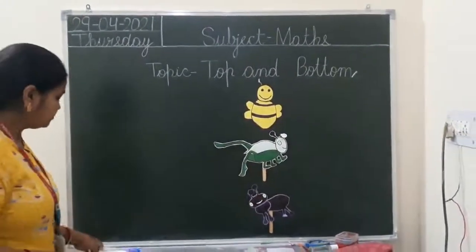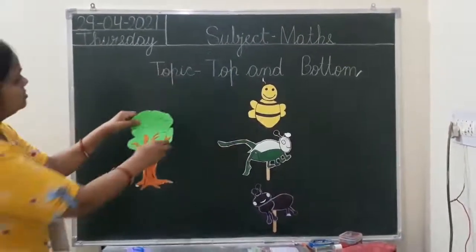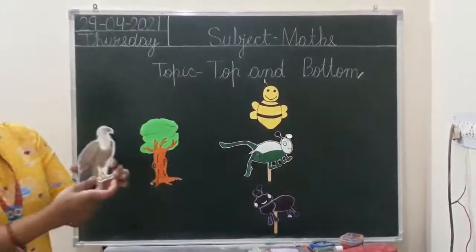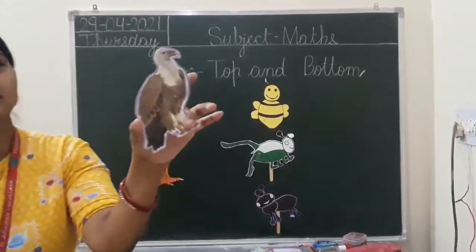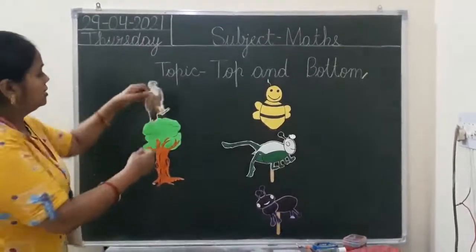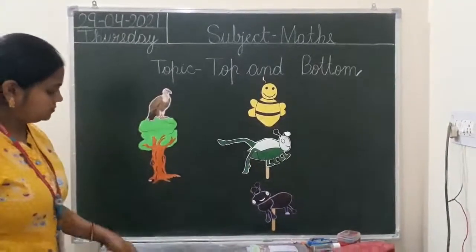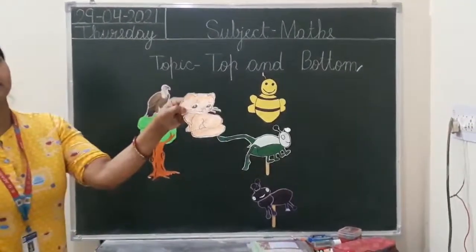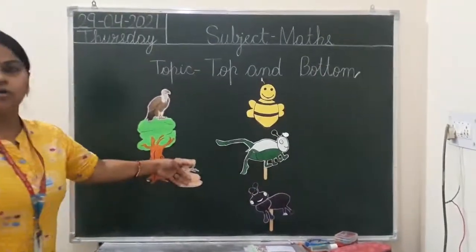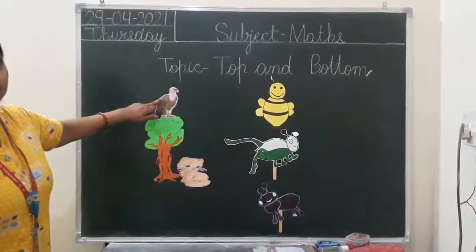Okay. Now, can you see this? Tell me what is this? This is a tree. Now, can you see this? Which bird is this? This is a vulture. Vulture is sitting on the tree. And this is a cat.